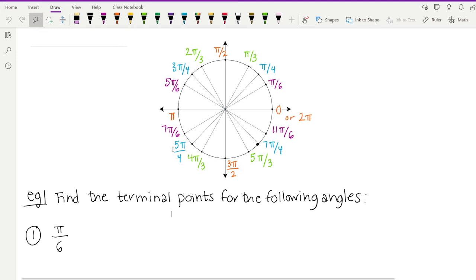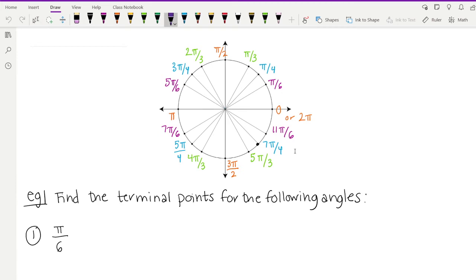Okay, so I have right here pulled up an already labeled unit circle, and all these angles labeled on the unit circle. And what we're going to now do is use the stuff we talked about on the previous page to figure out what the terminal points are for some of these angles. So I want to start with pi over 6.